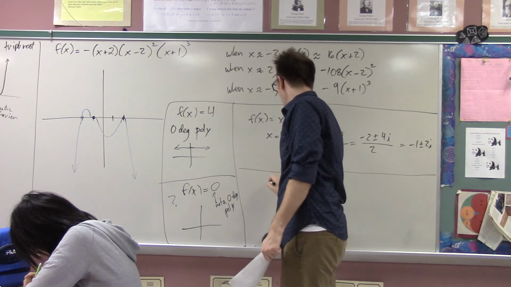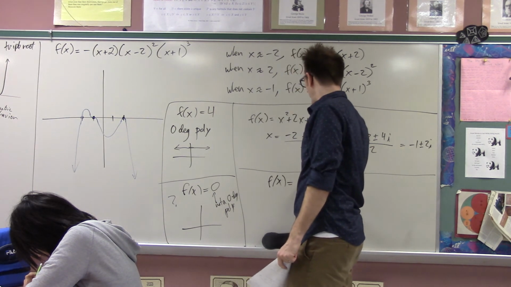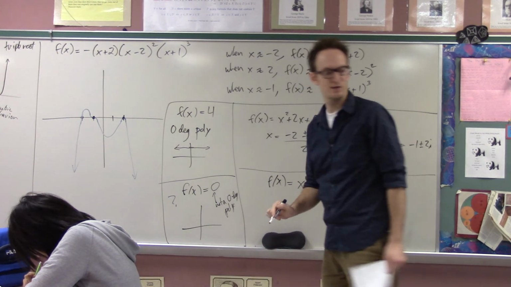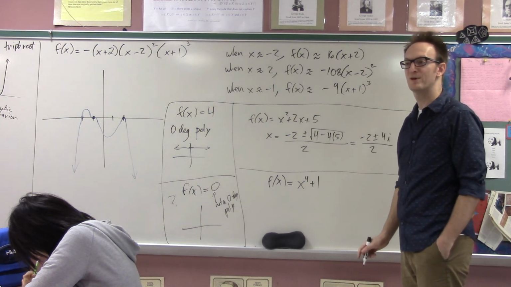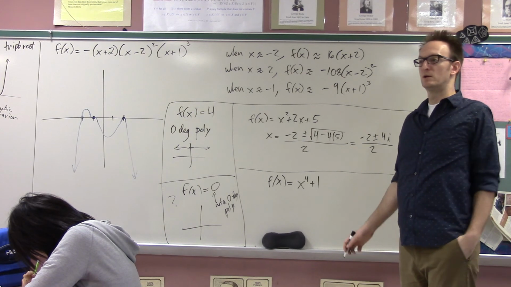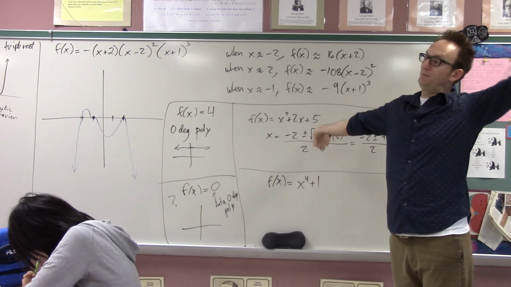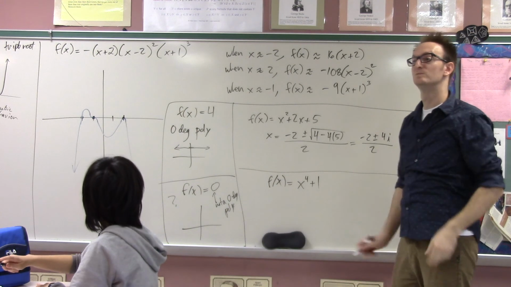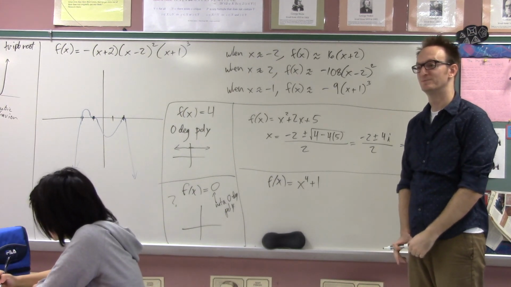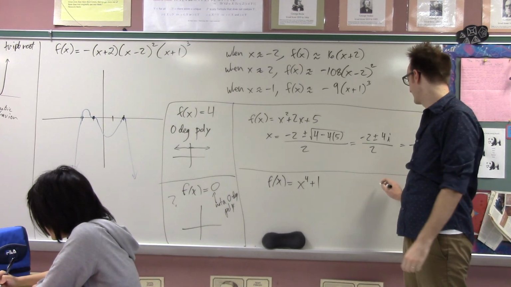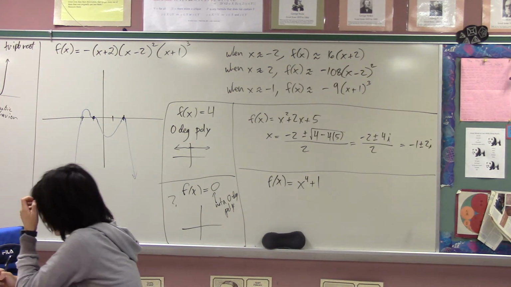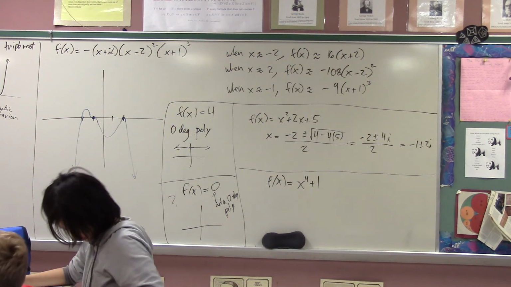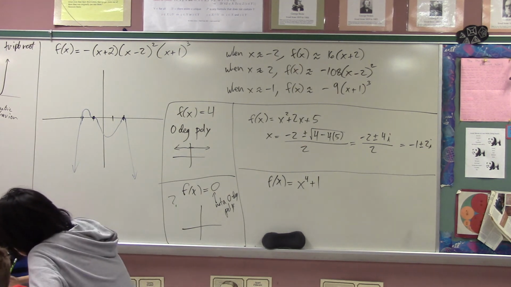Take the function f of x equals x to the 4th plus 1. What is the degree of this polynomial? 4. So the fundamental theorem of algebra says 4 roots. Find them. Go. You gotta do some work. You're not just gonna be able to think about it. Well, go for it. Try it. Do whatever you need to do.